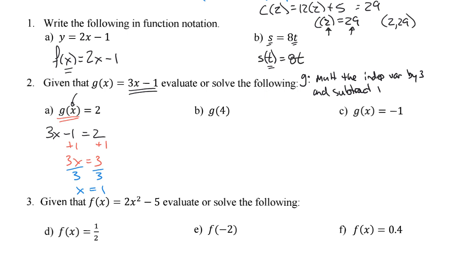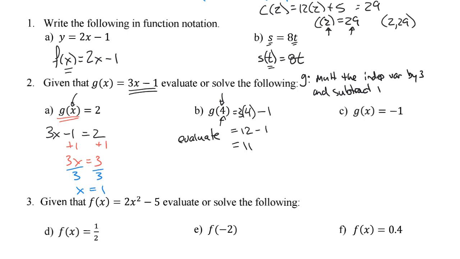But this next one is different. This next one says g of 4. Now, remember, g is multiply the independent variable by 3 and subtract 1. And then whatever's inside is the independent variable. So what this means is multiply the independent variable by 3. So it's going to be 3 times 4 minus 1. And now this is just an evaluation thing. So 3 times 4 is 12 minus 1, or 11. So when you see a number inside here, this is an evaluation sort of a question.